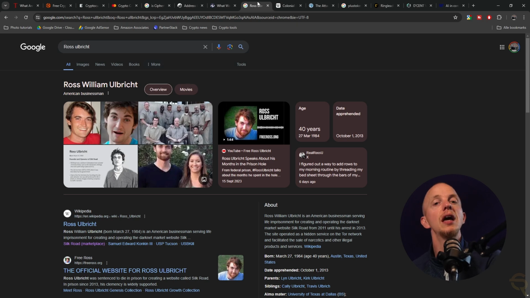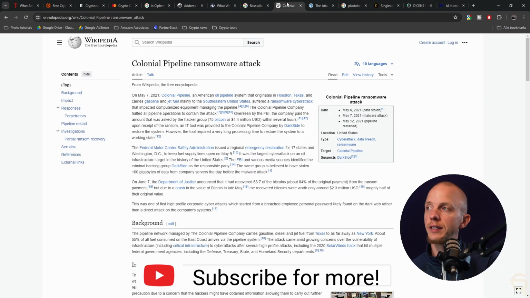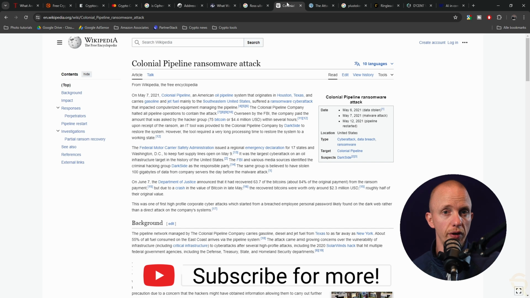So by tracing Bitcoin transactions to identify the site's operators, assets were seized. And the seizure and shutdown of the Silk Road marked a significant victory for law enforcement against dark web marketplaces. In 2021, the Colonial Pipeline ransomware attack made the headlines.